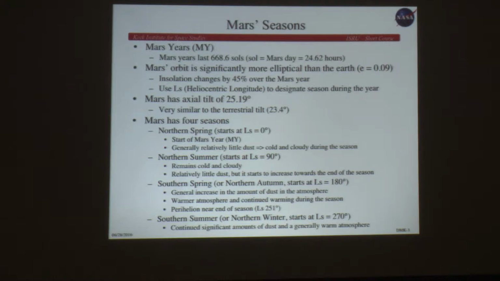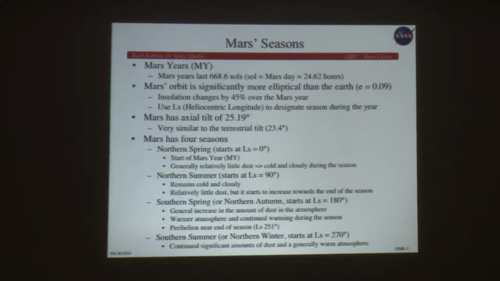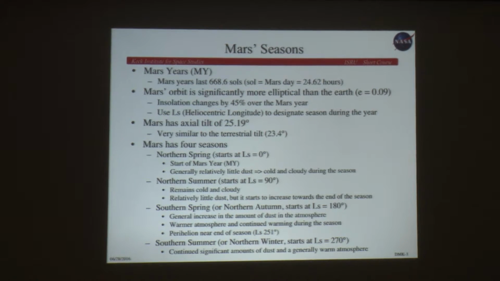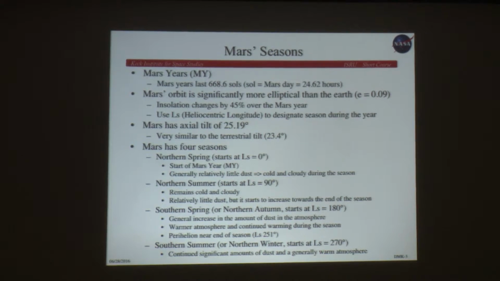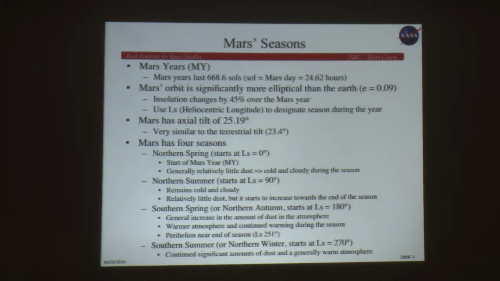Mars has an axial tilt that is very similar to the Earth. Again, there are many aspects that are similar, and so it has a similar type of seasonal system. We generally define 4 seasons named after the terrestrial seasons. We've got northern spring. This is the start of the Mars year. In this season, there's relatively little dust in the atmosphere, and so it is a cold and cloudy atmosphere overall during that season. Also, towards the end of this season is when Mars reaches its aphelion and furthest distance from the sun, and so it has the lowest insolation.